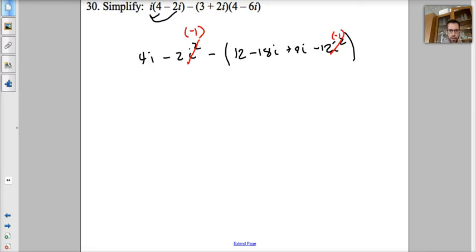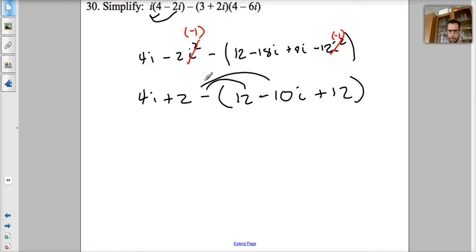Okay, so that means this is going to simplify as 4i. Negative 2 times negative 1 is a plus 2 minus, I've got a 12 here. Negative 18 plus 8 is a negative 10i. Negative 12 times negative 1 is a positive 12. I can distribute this negative sign here now.